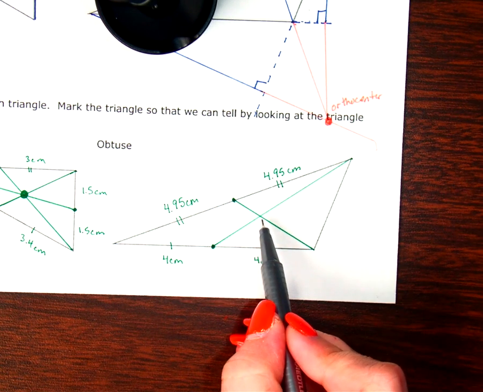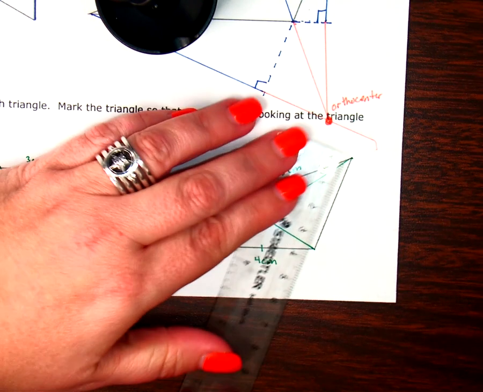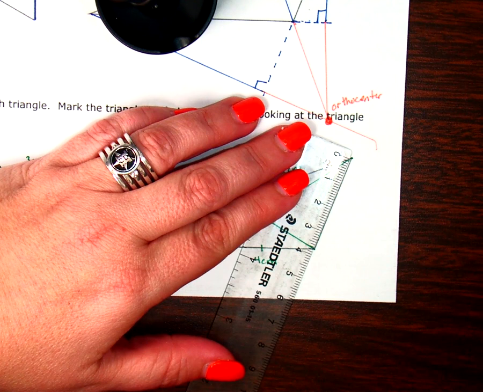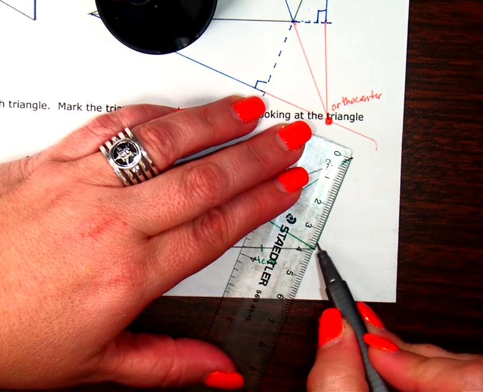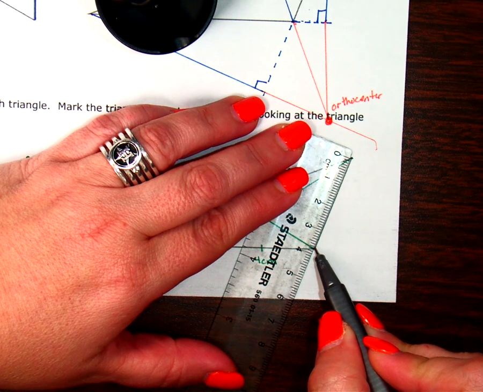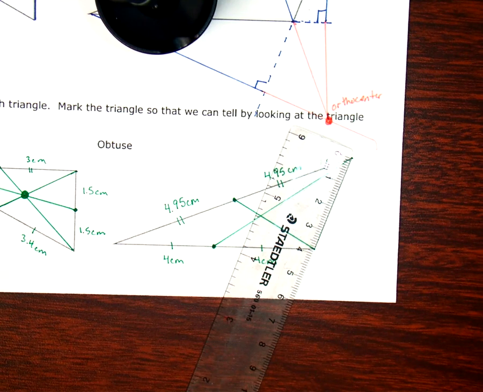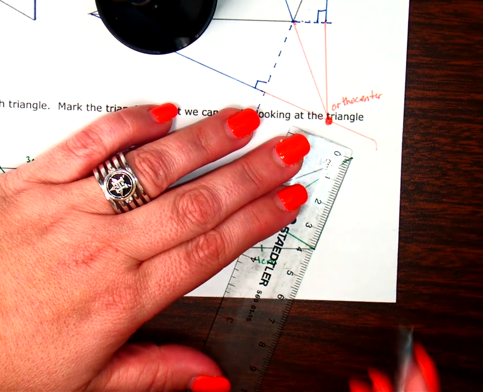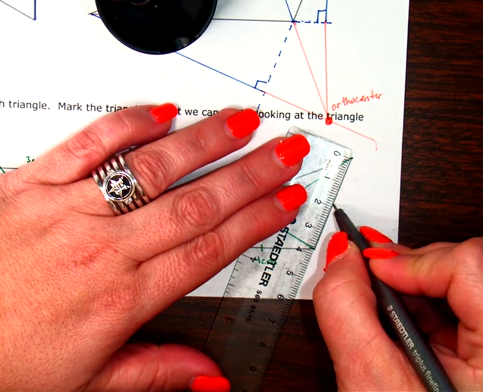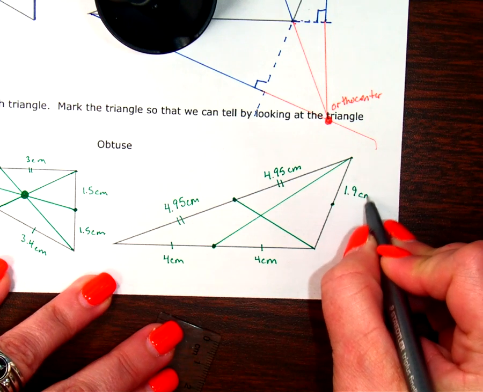And so we can already see where our centroid is going to be. It's going to be inside this one also. So all of them were inside the triangle. But let's measure this last one and see. All right, we are at, let's see, that would be 5, 6, 7, about 3.8. So 3.8 divided by 2 is 1.9. Which is right here, 1.9 centimeters.